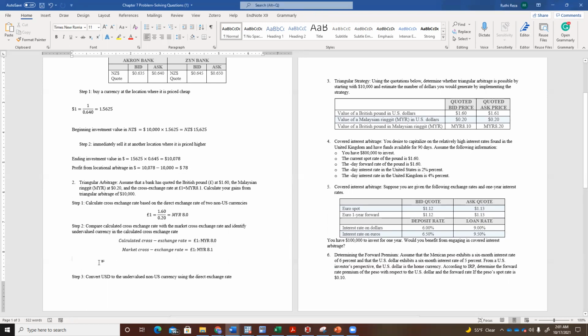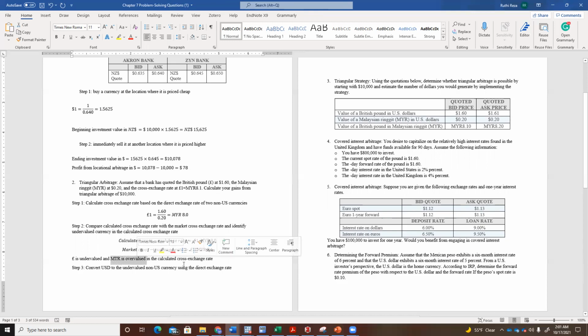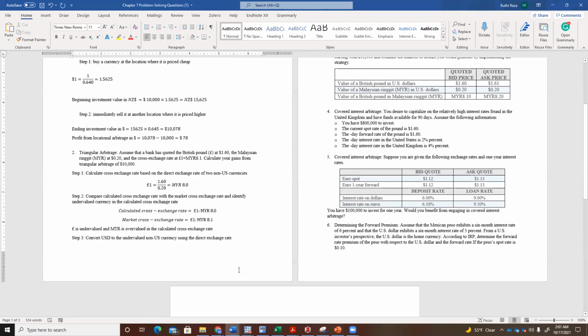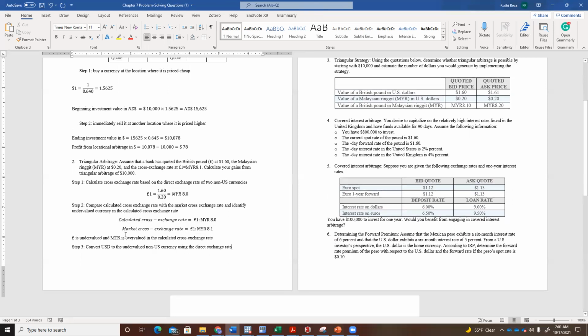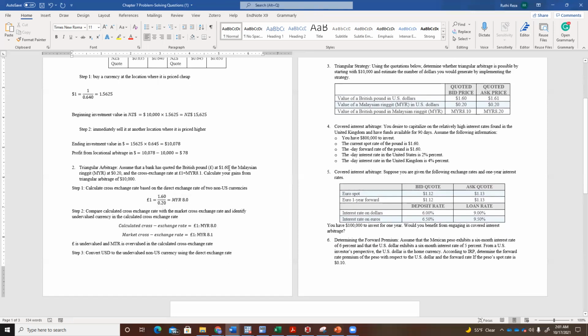So here, our conclusion is pound is undervalued, whereas Malaysian ringgit is overvalued in the calculated cross exchange rate. Okay. Now in step number 3, we are going to convert our US dollar into undervalued currency based on the direct exchange rate. So our direct exchange rate between pound and dollar is 1 pound is equivalent to $1.60.